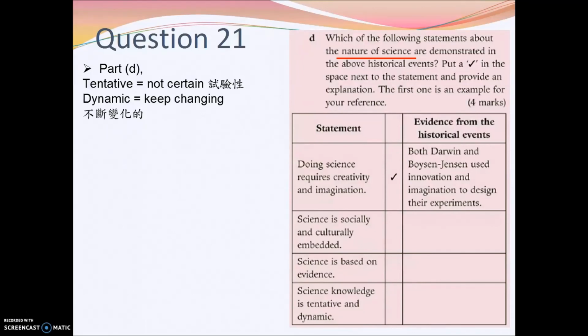So in this experiment done by Darwin and Jensen, which of the following nature of science can be related to the experiment? Actually, you can see that science is based on evidence, and also science knowledge is tentative and dynamic, can be related to the experiment done by Darwin and Jensen. And what is the reason? You need to write down the reason as well.